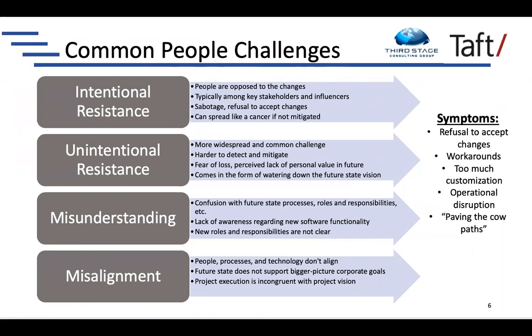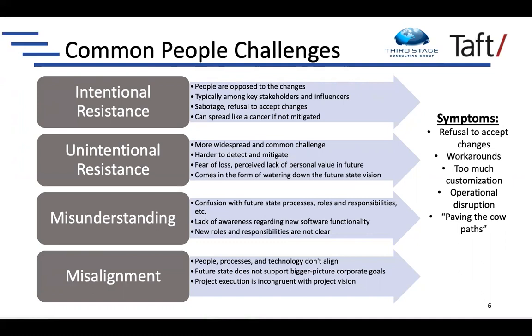Usually the real challenges with change underlie the surface, or below the surface. And those are the three boxes you see below intentional resistance. So first is unintentional resistance, which is really widespread, where people are on board. They're not trying to sabotage the project. They want this project to go well, but as it relates to them personally, they feel like they're losing something. There's a loss here. There's some insecurity.